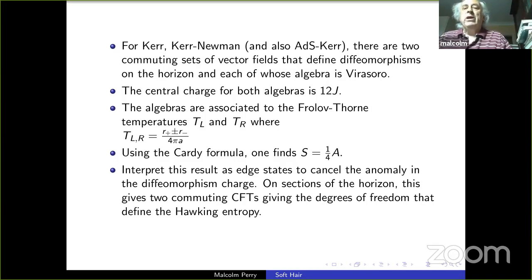If one then uses the Cardy formula, one discovers that the entropy associated with the central charge, assuming that these define conformal field theories on sections of the horizon, is 1/4 of the area of the event horizon, which is exactly what you'd expect from the Hawking formula. So what you do is you interpret these as edge states to cancel the anomaly in the diffeomorphism charge algebra. On sections of the horizon, this gives rise to 2 commuting CFTs, giving the degrees of freedom that define the Hawking entropy. Can we have the next slide, please?